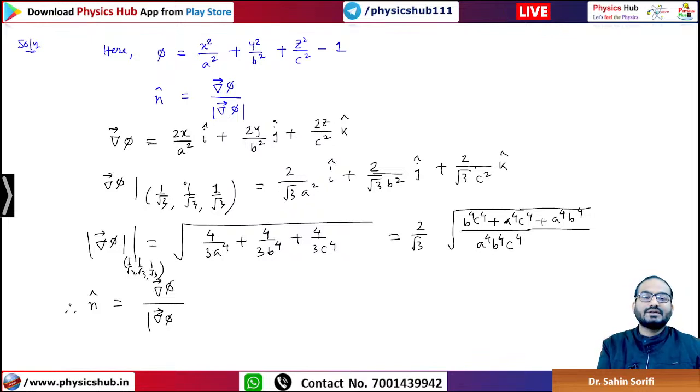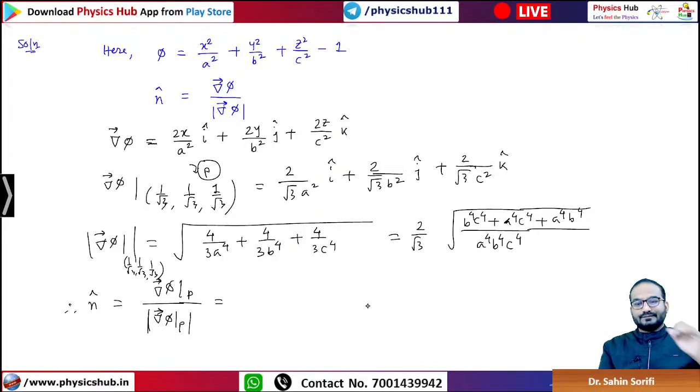I am just denoting this point as p, because writing this multiple times is taking too much time. So it is grad phi evaluated at p over the magnitude of grad phi evaluated at p, right? If you take the ratio, this 2 by root 3 cancels, and here it will be a square, b square, c square. Every time one square is cancelled, so b square, c square will remain, a square, c square will remain, and a square, b square will remain.